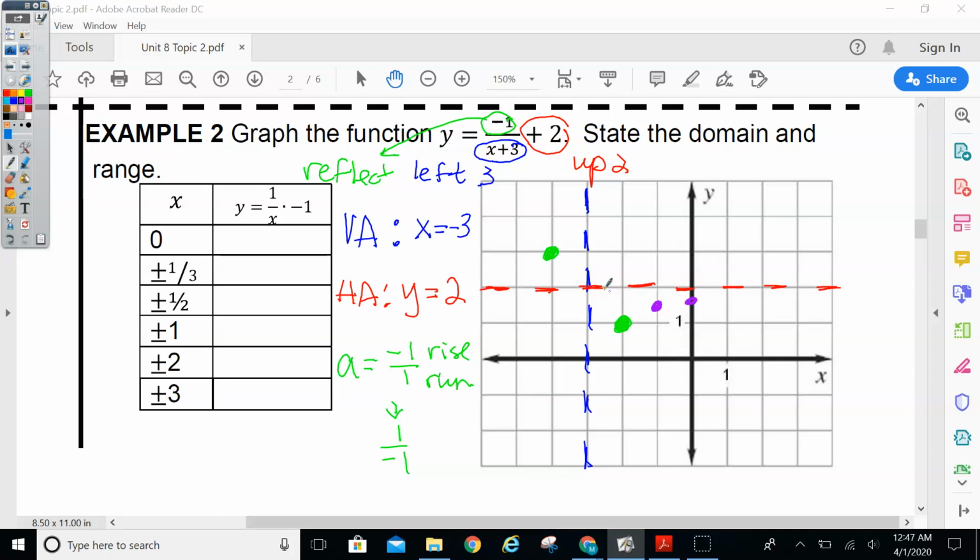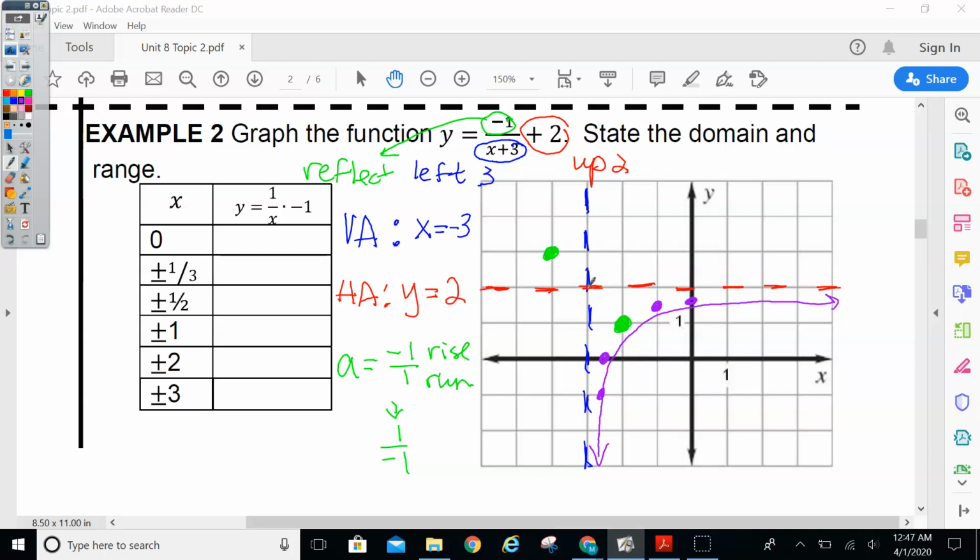If I go over a half, I go down 2. If I go over a third, I go down 3. You don't need this many points. You only need 2 points per branch. But it's the same idea. If I go over 4, I go down a fourth. If I go over 5, I go down a fifth. So here is this branch on this side. Again, keep it within the dashed lines.